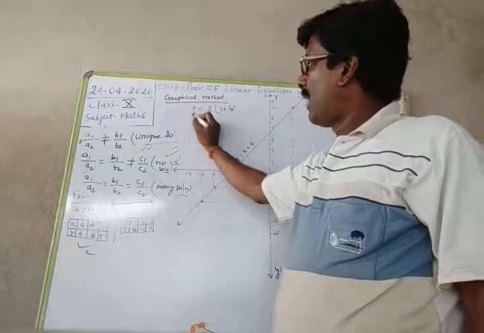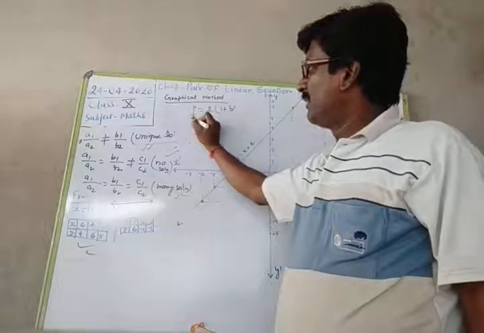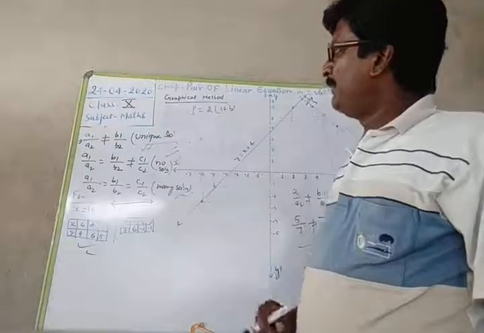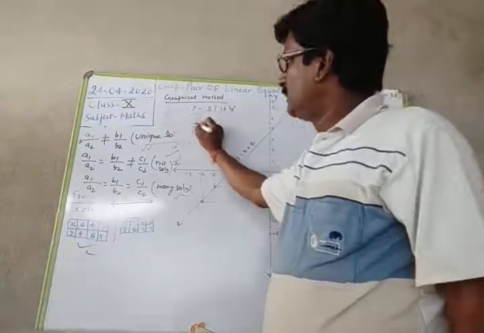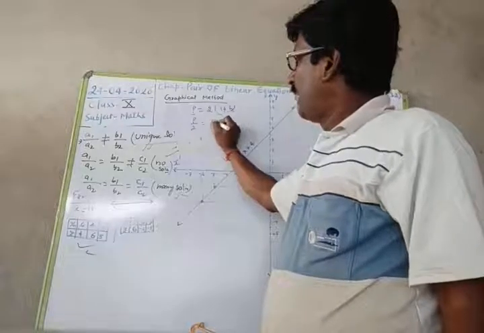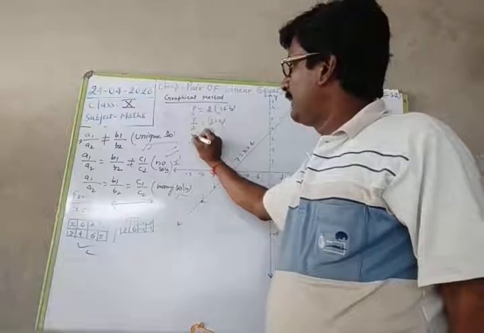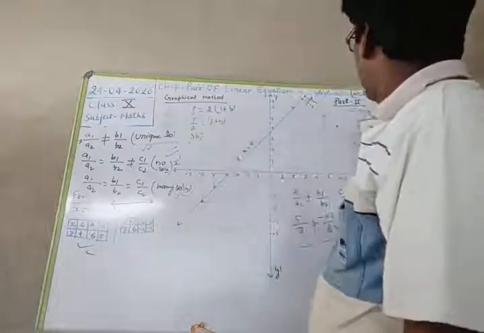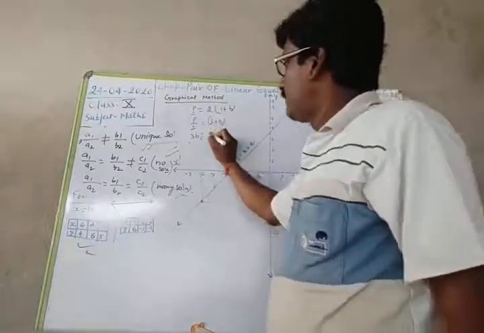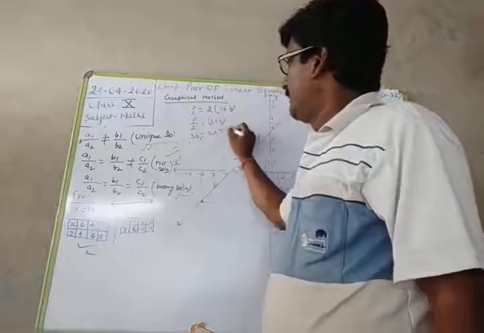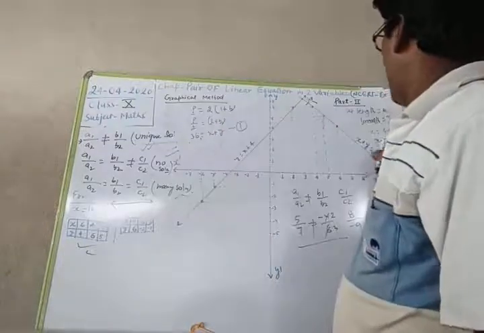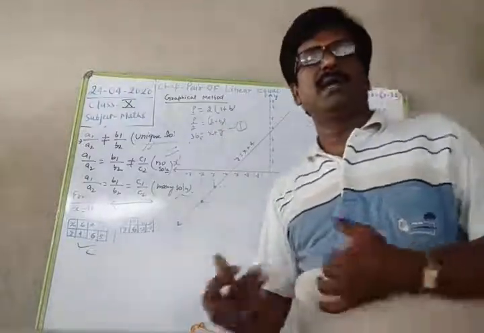But half of the perimeter, that is P by 2, is equal to L plus B. And P by 2, which means half of the perimeter, is given as 36. And length is considered x. So x plus y is equal to 36, and this is the first equation. And x minus y is equal to 4 is the second equation.